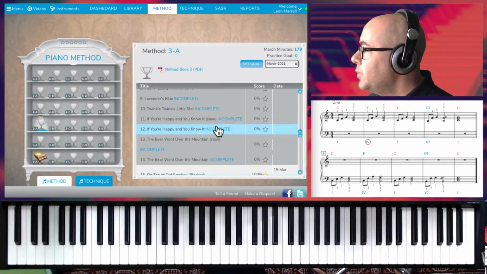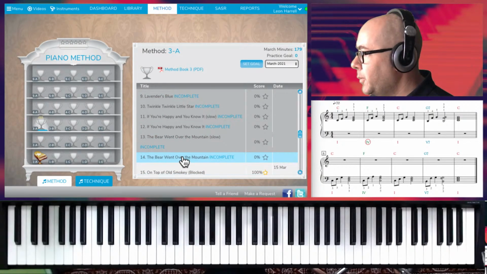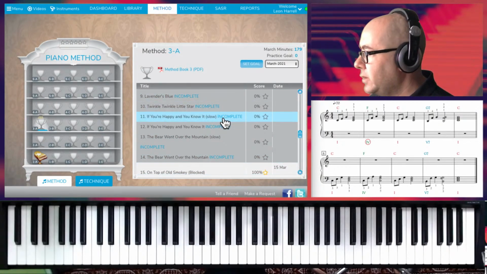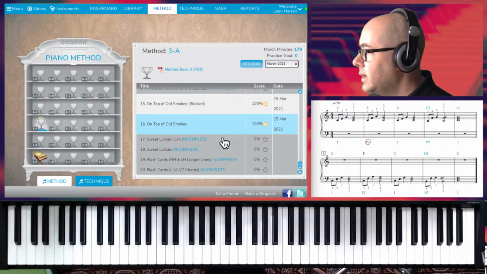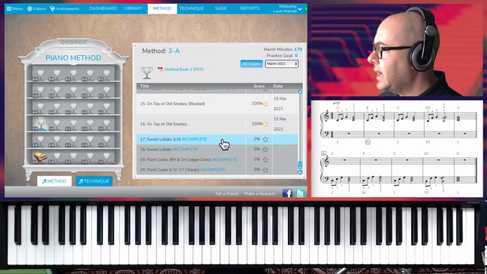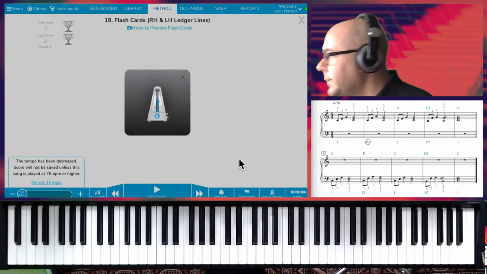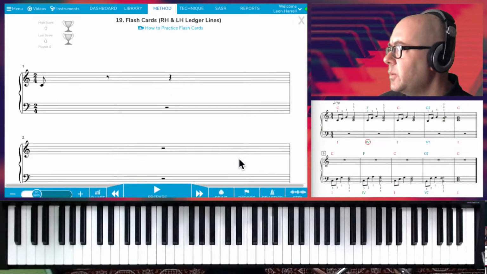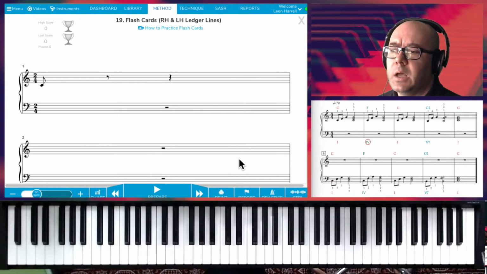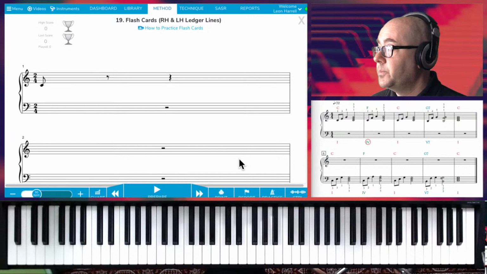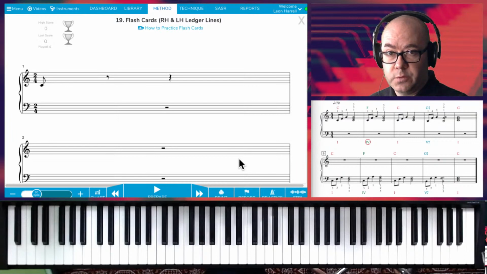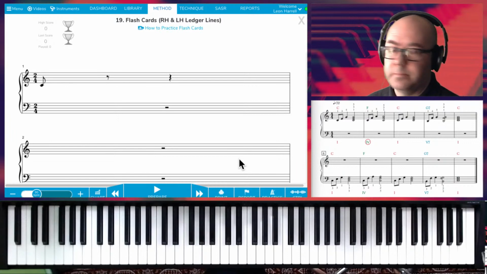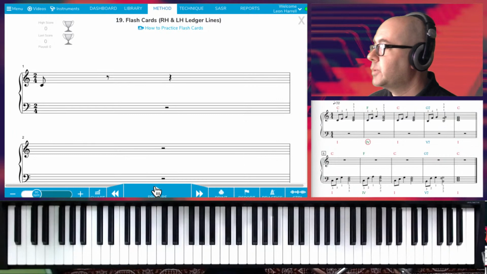Okay, moving on, we've got a couple more tunes. Twinkle Little Star, If You're Happy and You Know It, The Bear Went Over the Mountain, On Top of Old Smoky, and Sweet Lullaby. So just for sake of time, let's go ahead and look at the flashcard exercises for this. So in Piano Marvel, they include a smattering of these flashcard exercises where they'll show you some music to play or a note to play. And once you play that, it sort of flips the page to the next flashcard. So for this example, I'll click Prepare.